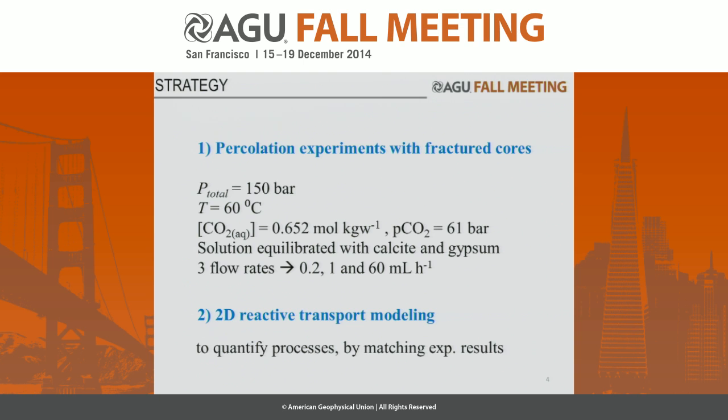Therefore, our strategy is to perform percolation experiments with fracture cores at in situ conditions of total pressure of 150 bar, temperature of 60 degrees Celsius, and a CO₂ concentration of 0.65 mol per kilogram, which is equivalent to a partial pressure of CO₂ of 61 bar. We use a sulfate-rich solution that was equilibrated with respect to calcite and gypsum. We performed the experiment at 3 different flow rates: 0.1, 1 and 60 milliliters per hour. And we also do 2D reactive transport modeling in order to quantify the processes by matching the experimental data.